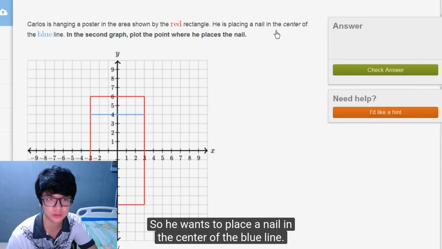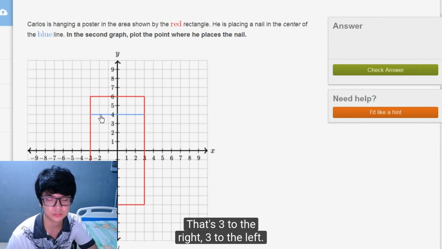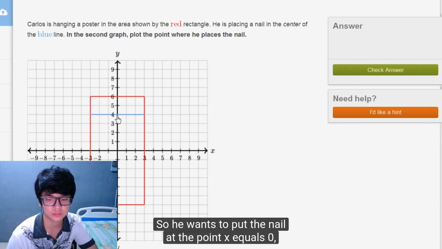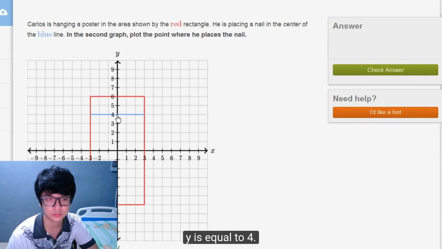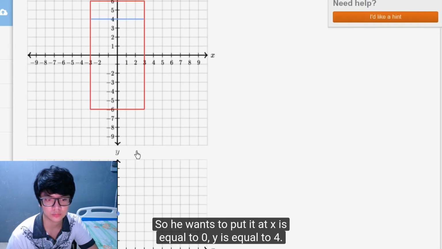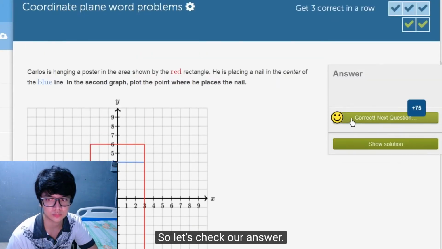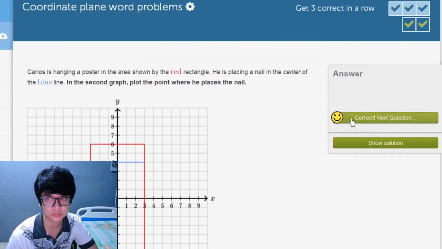So he wants to place a nail in the center of the blue line. The blue line is 6 units long. The center is right over here. That's 3 to the right, 3 to the left. So he wants to put the nail at the point x equals 0, y is equal to 4. That's this point right over here. So let's check our answer. Let's do one more.